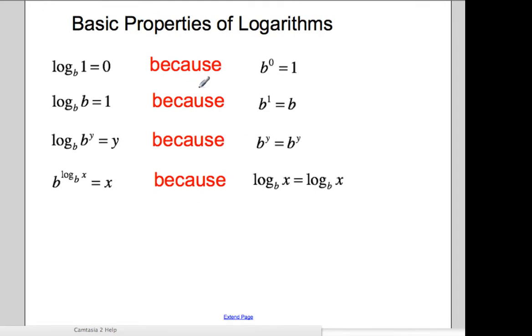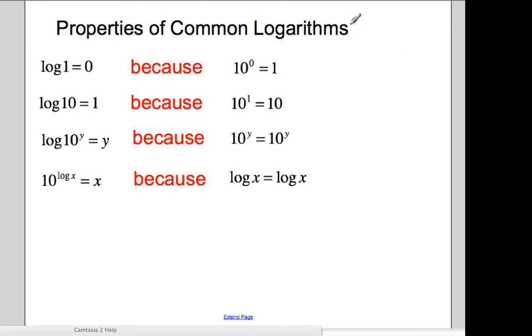If I go to the next screen, here are the basic properties of logarithms. And this is for any base. It doesn't matter if it's 2, 3, 0.5, whatever. Log base b of 1 equals 0 because anything to the 0 power equals 1. Log base b of b equals 1 because b to the first equals b. Log base b of b to the y equals y because b to the y equals b to the y. And b to the log base b of x is equal to x.